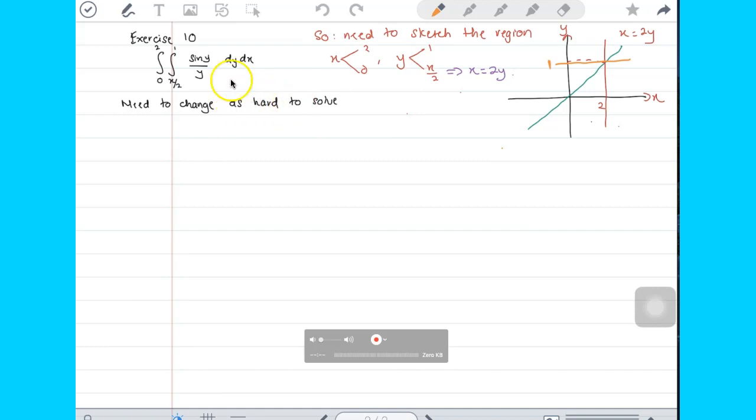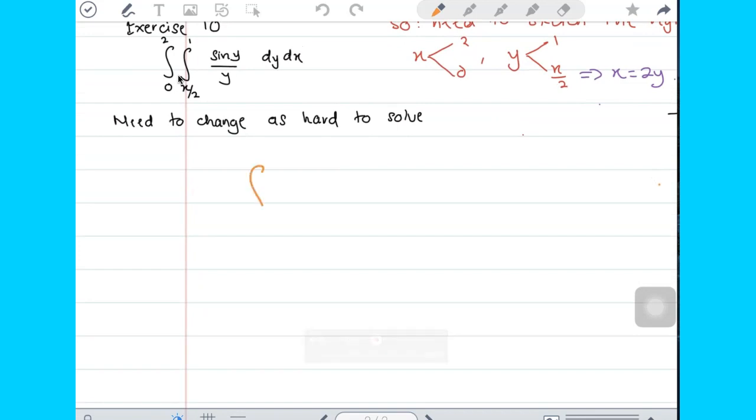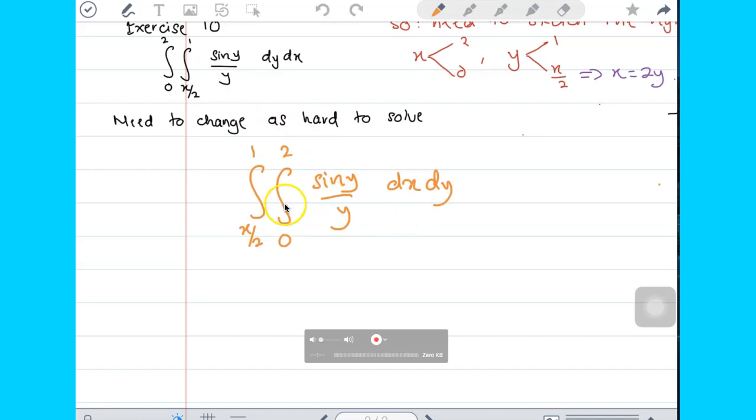Alright, so now how can you change the order? When we say change the order, we can just swap from dy dx to dx dy. But for the limit itself, you cannot just write sine y over y, dx dy, and swap the limit so that x is now inside and y is outside. This is totally wrong. As I mentioned before, for a definite integral, the final answer should be a number, a value. If you have this form, your answer will be in terms of x, so it is not mathematically correct.